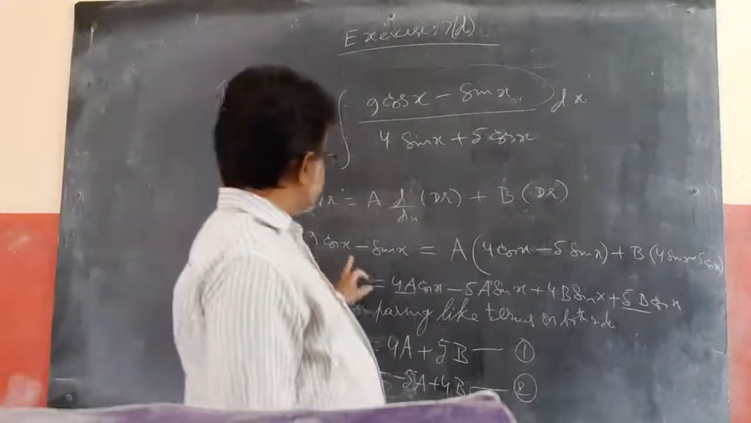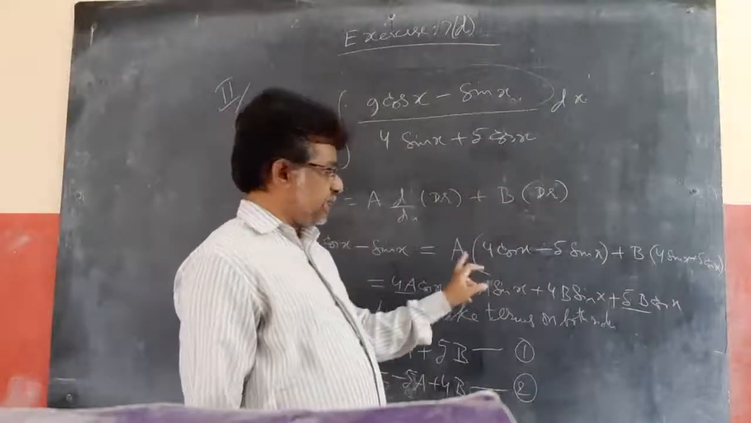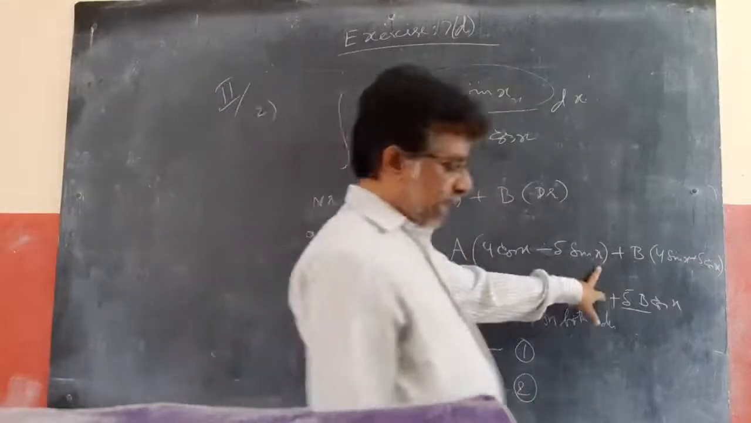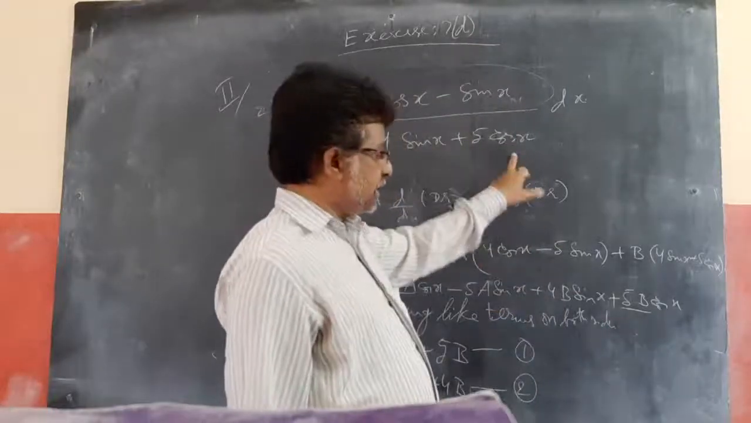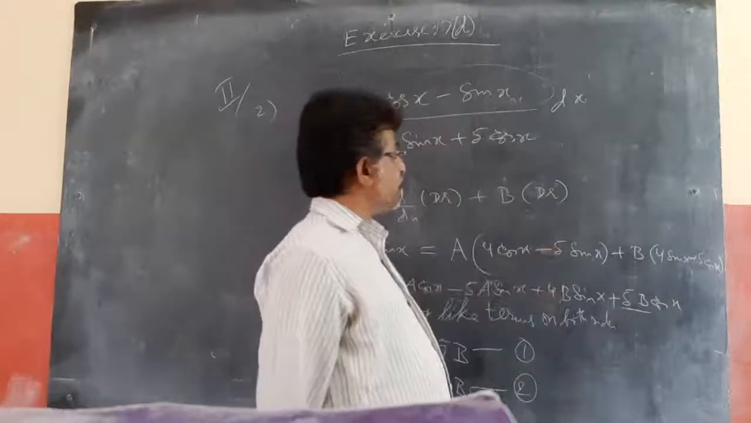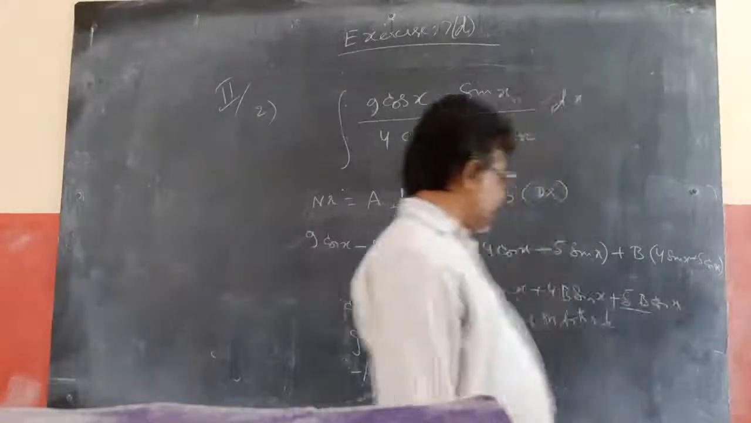So 9 cos x minus sin x equals a into the derivative of 4 sin x plus 5 cos x, which is 4 cos x minus 5 sin x. The derivative of sin is cos, and the derivative of cos x is minus sin, that's why minus 5 sin x. Now plus b into 4 sin x plus 5 cos x as this.